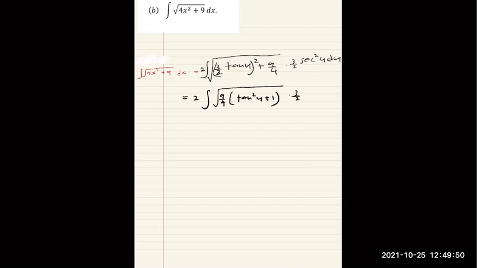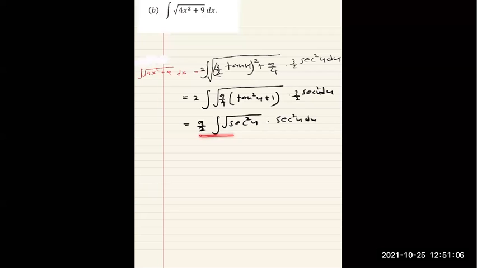Times 3 over 2 secant squared u du. This is going to be equal to, now I can again pull out this 9 over 4 out of the square root, of course. And of course, you can pull that out of the integral sign as well. Okay. Then you get this integral. Okay, 9 over 2 times. Of course, I combine all these constants.